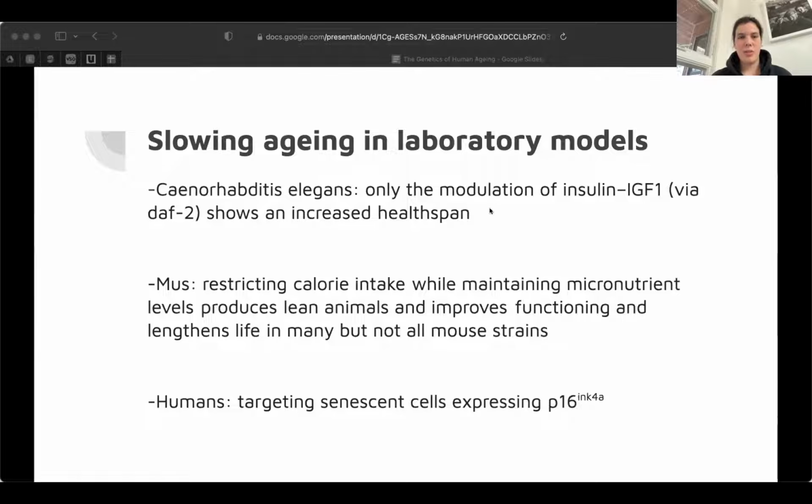Some previous examples of slowing aging in laboratory models were demonstrated in C. elegans, mice, and humans. In the C. elegans model, modulation of an insulin channel protein showed an increased health span. However, this came along with issues in fragility that was proportionally higher than the typical lifespan of a C. elegans worm.